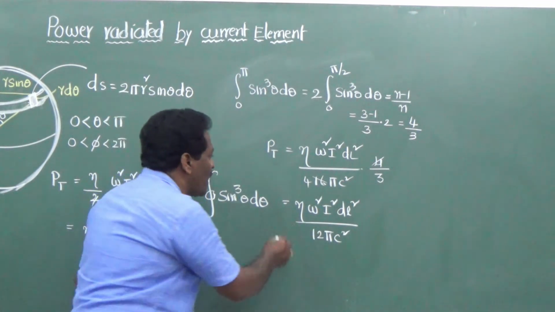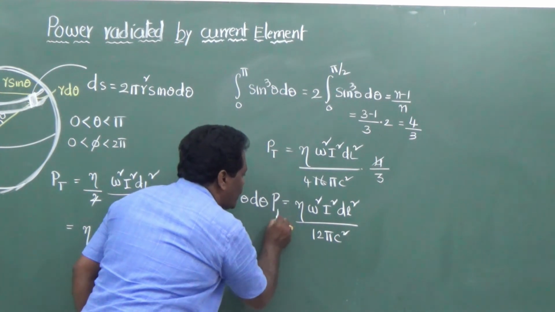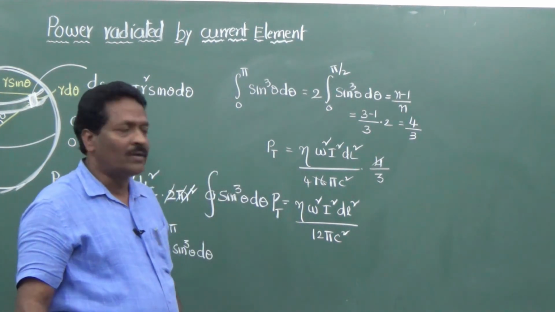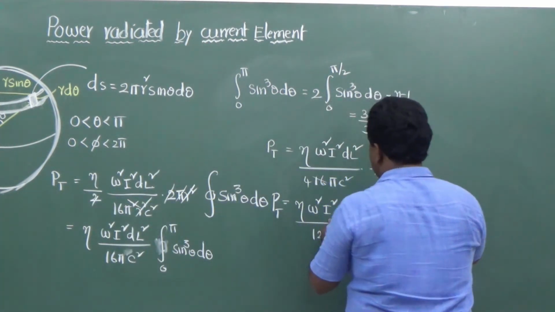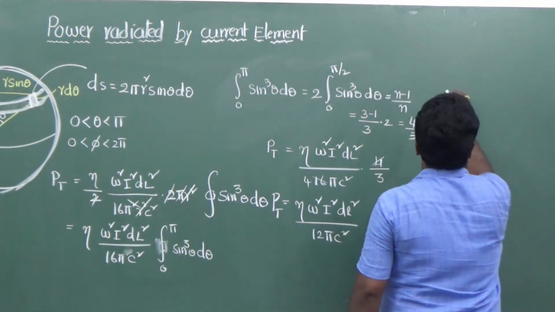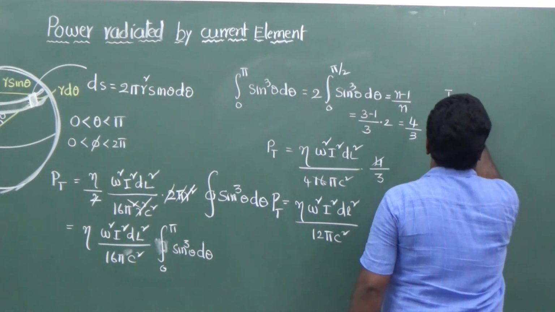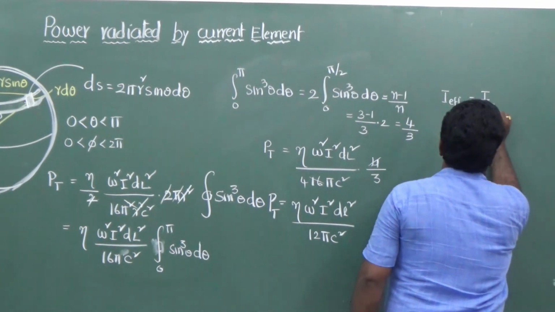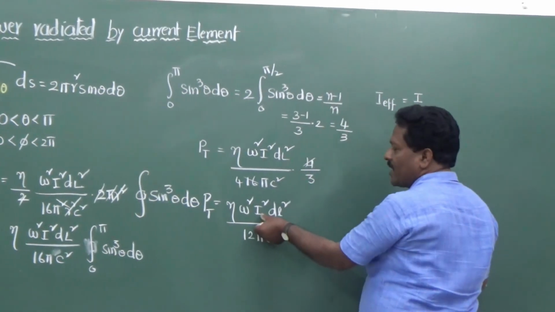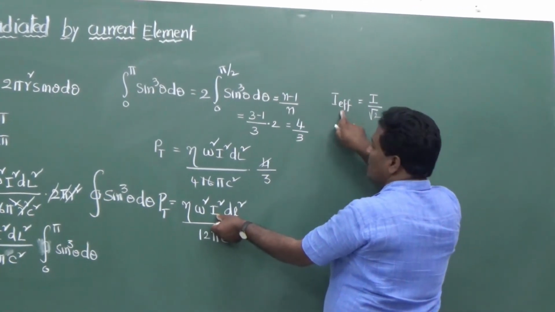So, if you want to calculate the power, it always requires the effective values. What do you mean by the effective value? You know the relation: I effective is equal to I maximum by root 2. Therefore, in the place of I, I can write root 2 into I effective.